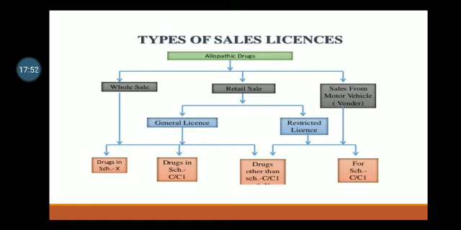In case of restricted license, it is divided again into two types: drugs other than Schedule C and C1, and for Schedule C and C1. Then sales from motor vehicles or vendors. It is also divided into two types: drugs other than Schedule C1 and for Schedule C1.